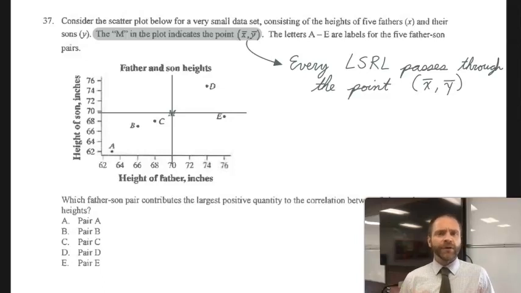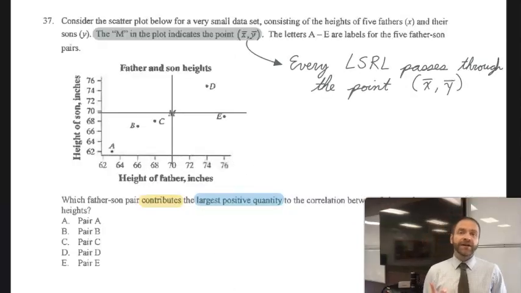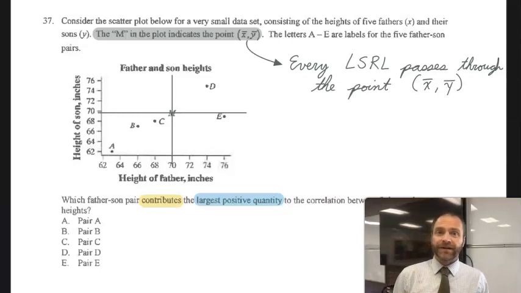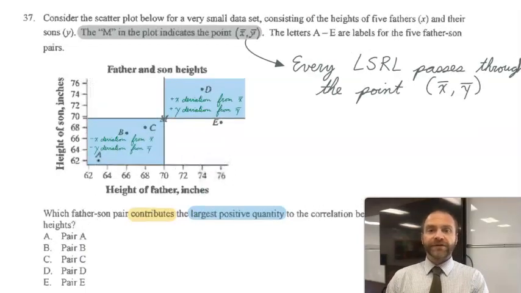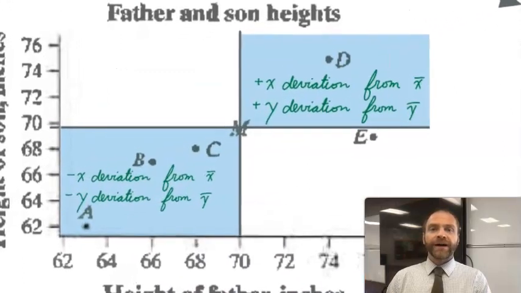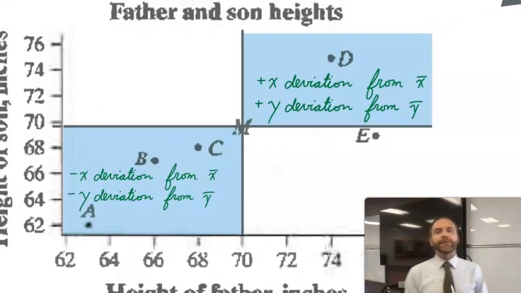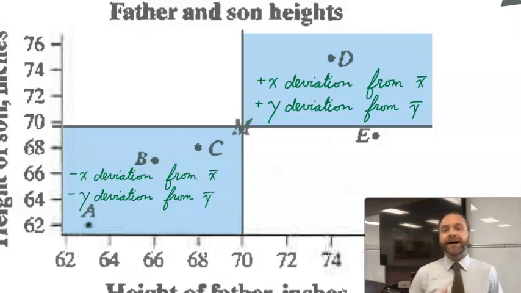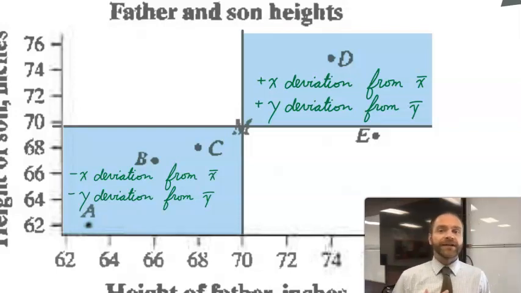So next, I'm going to figure out what am I really trying to do. I'm going to keep in mind what it's asking. It's asking us which contributes the largest positive quantity. So I am given a direction. And so when I give the direction, I'm going to focus right here. When I'm told positive quantity, I want to keep in mind what that means is it's contributing the most to the positive. So that means I have like a positive x deviation and a positive y deviation, or a negative x deviation and a negative y deviation.